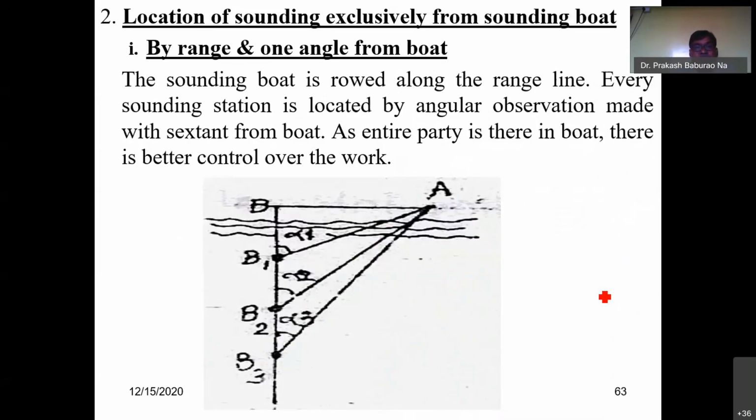Another method is locating the sounding by range and one angle from the boat. You know this is a range line, and only one angle from the boat is sufficient. From the boat, you measure the angle towards A. Point A is located on the shore, and point B is located on the shore. You know this is perpendicular to you, and the boat is also placed here. Then by using the nautical sextant, you make the angle alpha 1, bisecting A, and measure alpha 1, alpha 2 accordingly towards the range line with respect to all the sounding points.